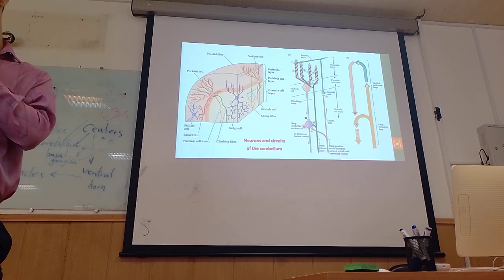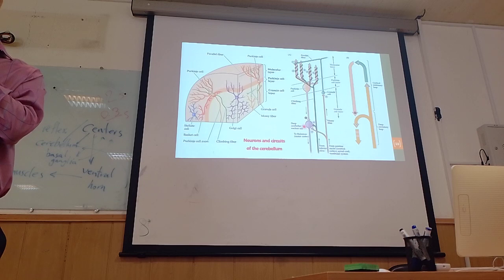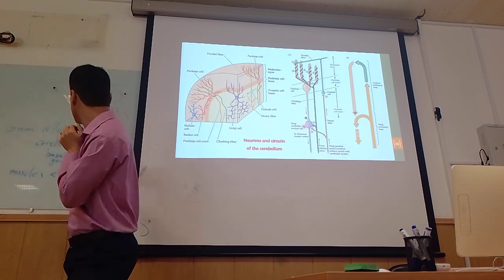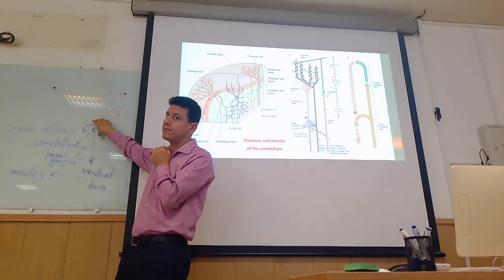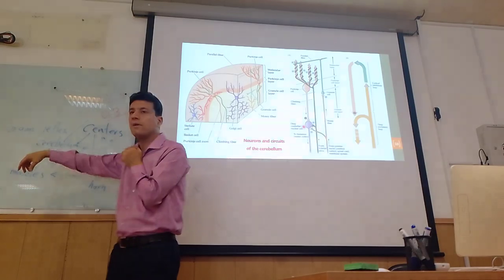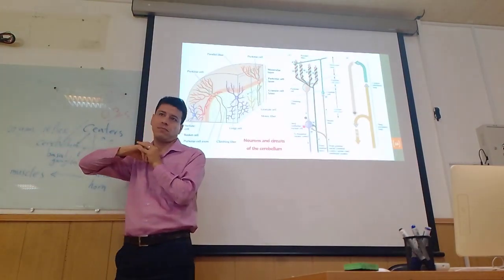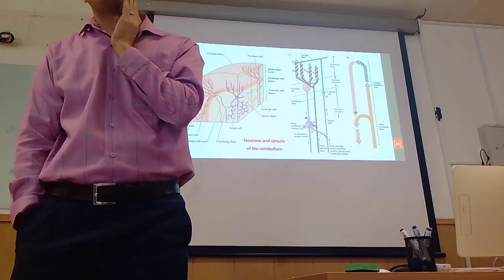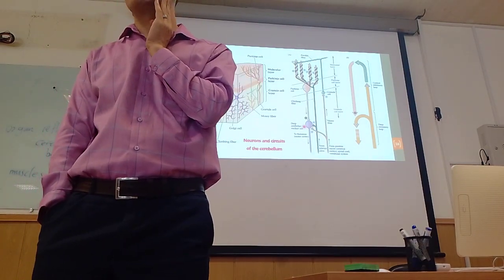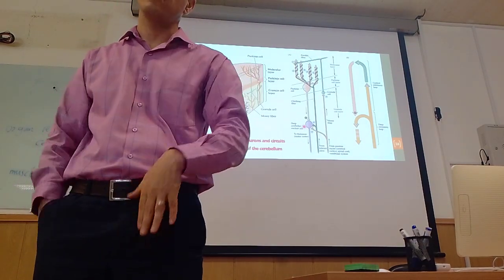Besides planning, the cerebellum will perform the motor function too, but by this loop. The origin is the center. After coming to the cerebellum, it will go back to the cortex, and then to the motor areas.